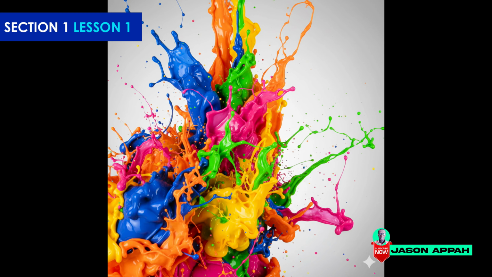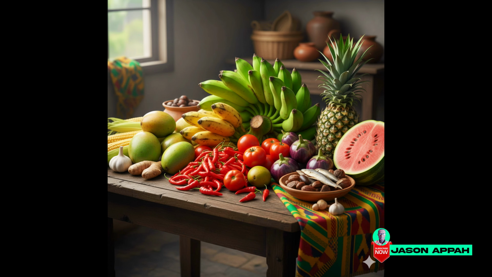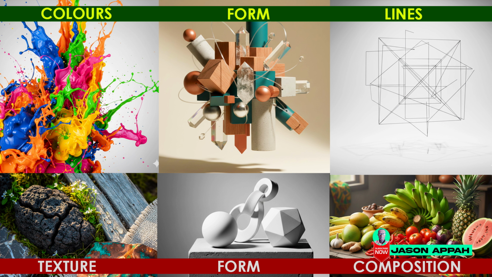Now let me give you a trick. When you look at an artwork, observe these: the colors, shapes, lines, texture, form, and then the composition. These elements help us to understand the meaning of the work.